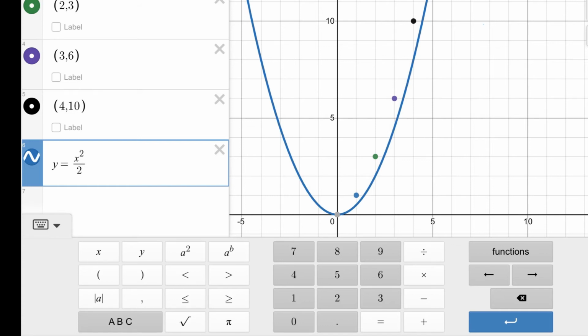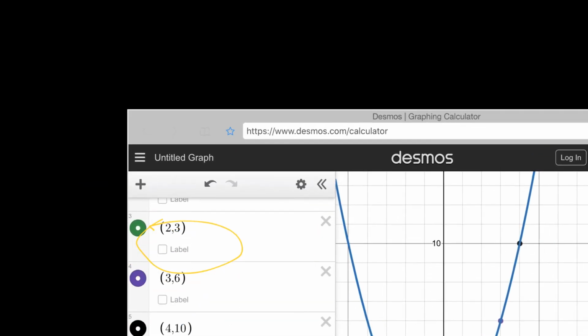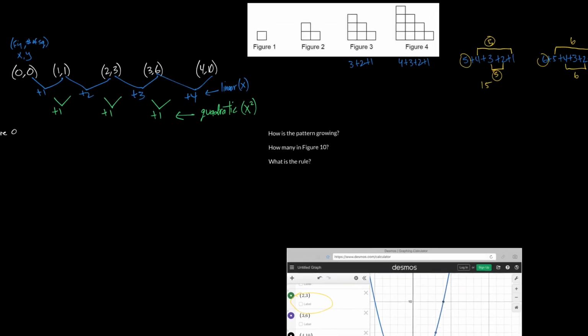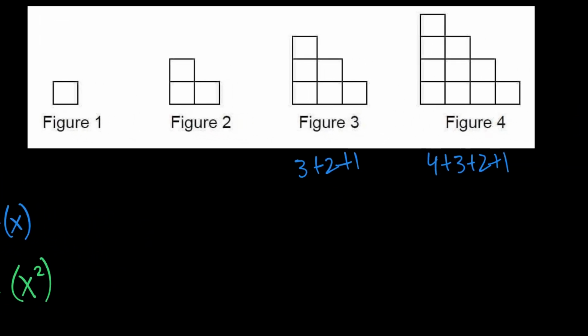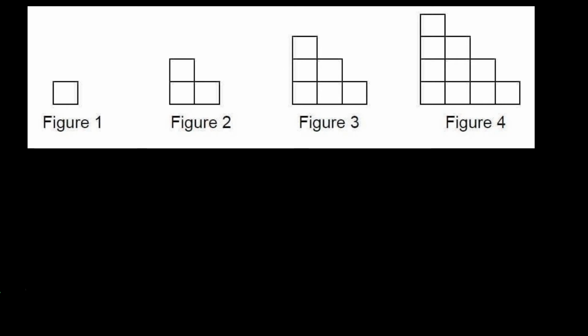Let me explain. Let's see, where's my stuff? So if I look at this here, I'm going to write down my rule. Let me erase all this stuff. So the rule is y equals x squared over 2 plus x over 2.